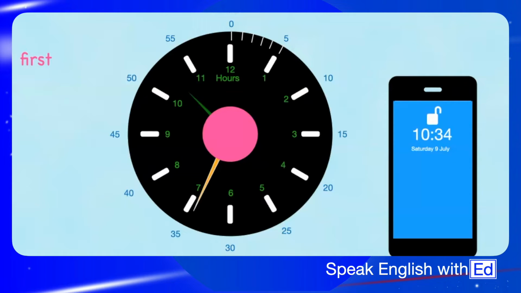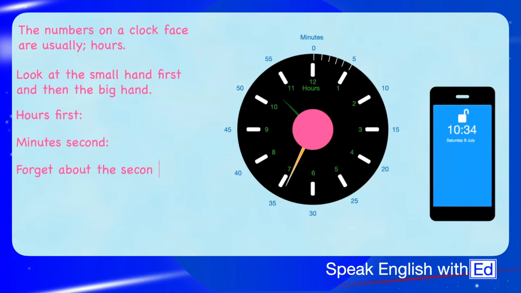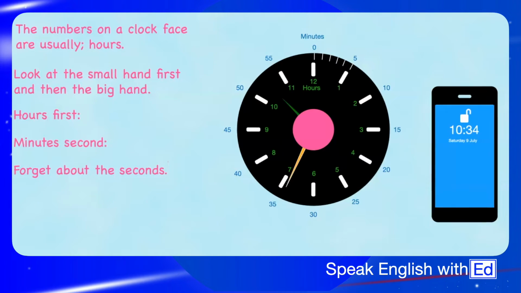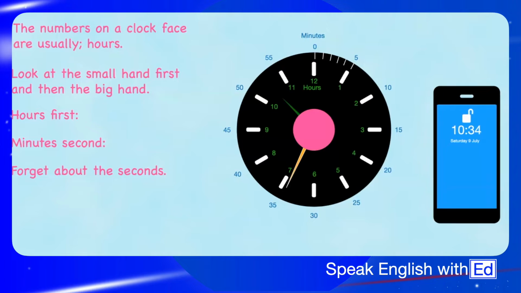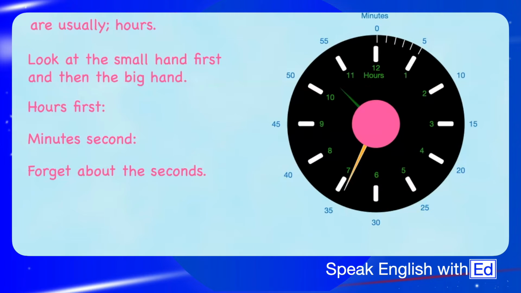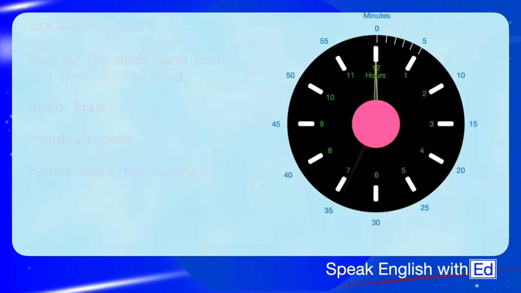10:34. Do you understand how we got to 10:34 there? Look at the hours first, look at the minutes second, and forget about the seconds altogether. Seconds go by so quickly that there's no point saying it's 10:34 and 10 seconds, because by the time you've told them that, it's 11 seconds. So we don't mention seconds when we're talking about the time.